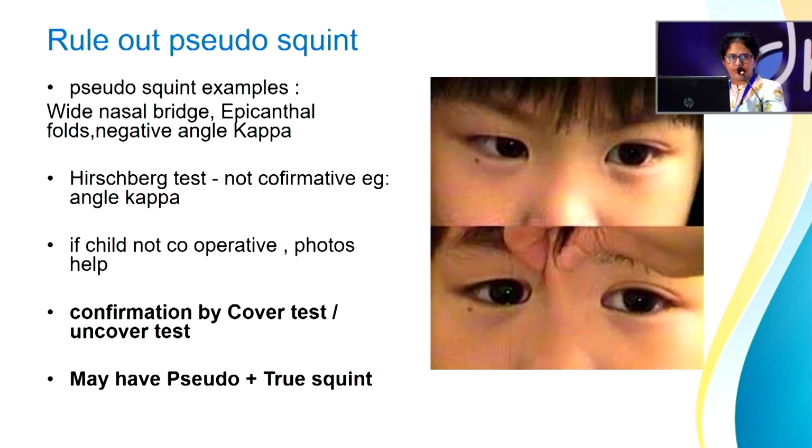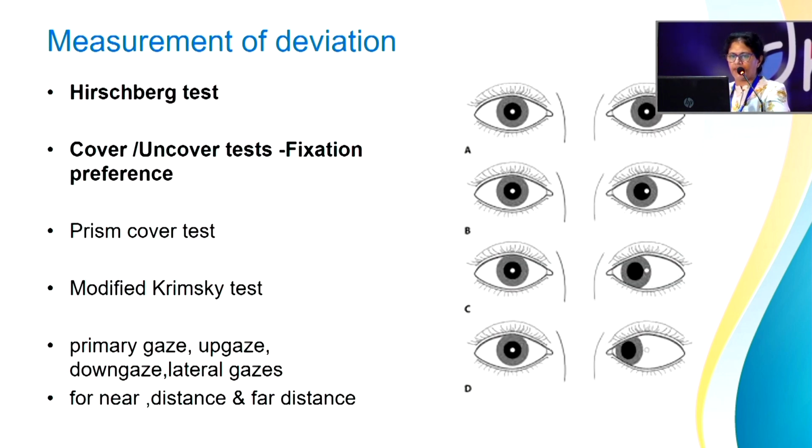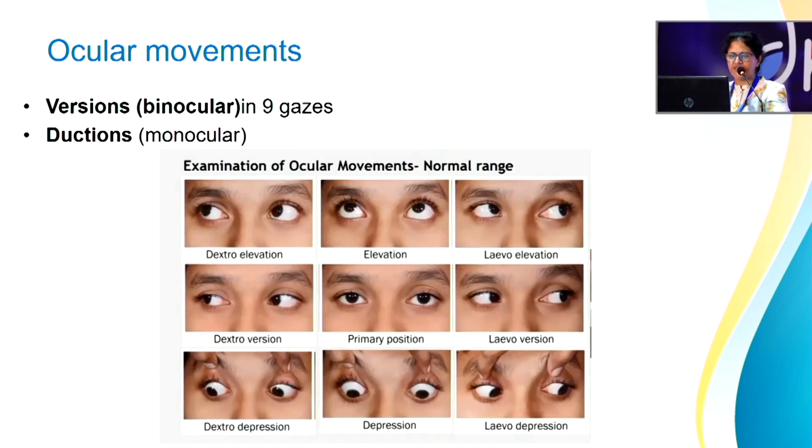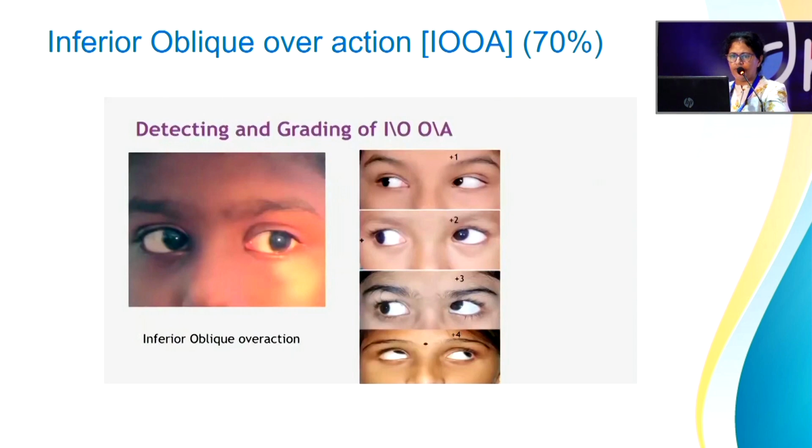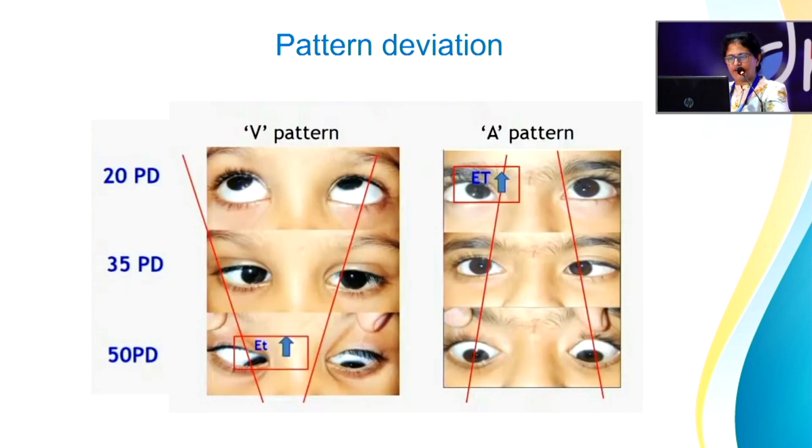Coming to evaluation of strabismus, first rule out pseudosquint. We confirm the pseudosquint by cover test because there won't be any movement. Sometimes both pseudo and true squint may be present. So you can check the Hirschberg test and cover test for fixation preference. And ocular movements, versions in all gazes and ductions also. Rule out any oblique overaction or underaction and any pattern deviation.